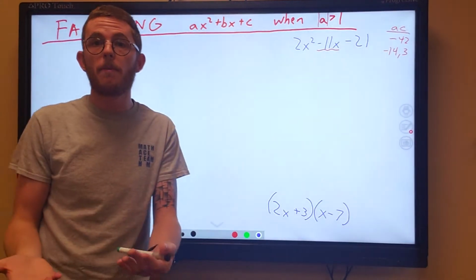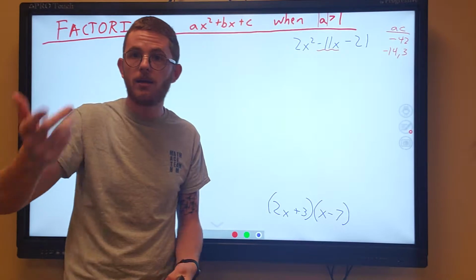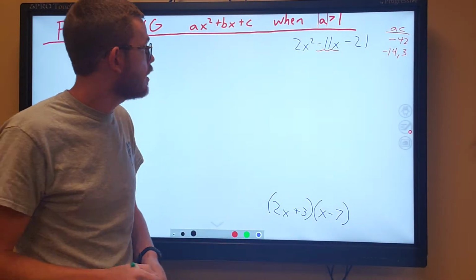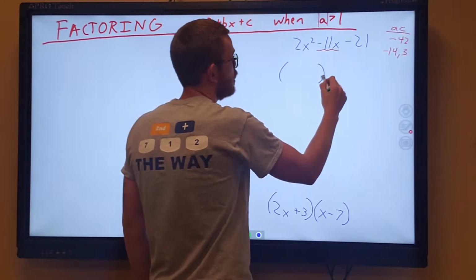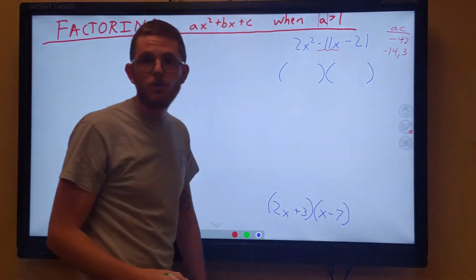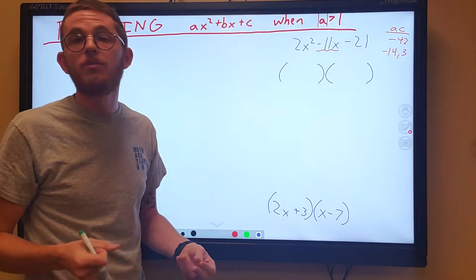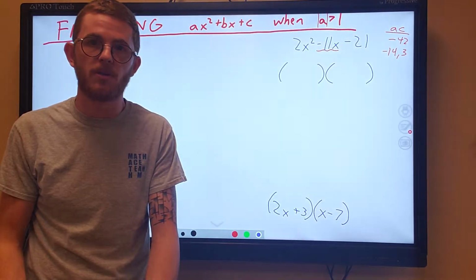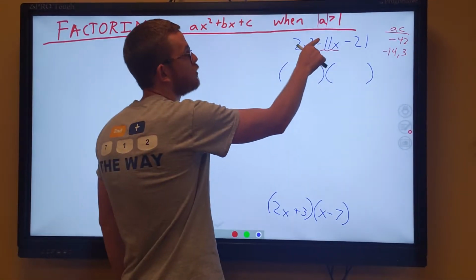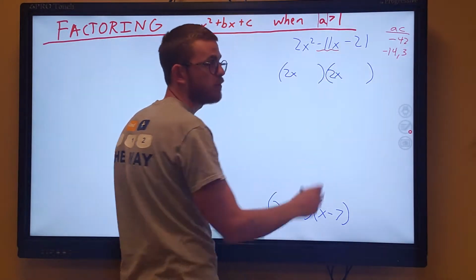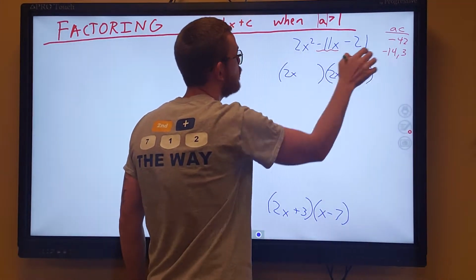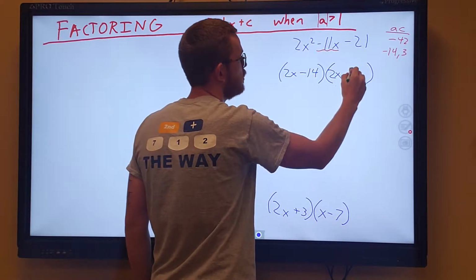Let me show you my favorite method. This is what I like to do, all right? It's negative 14 and 3. The method that I like to use is a little weird, but to me it's quick, and that's why I do this method. Because it's a 2x squared, I put a 2x in the front of both. I use the negative 14 and the positive 3.